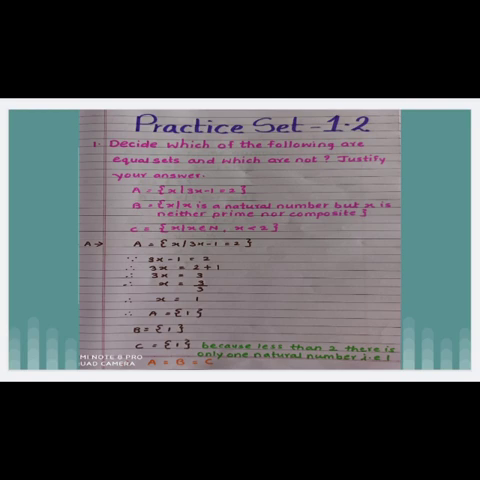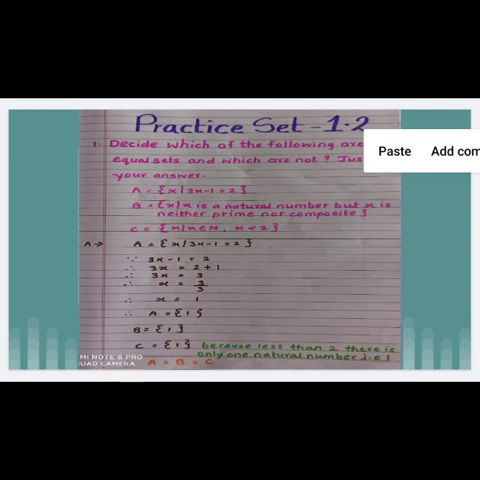Now you observe all the 3 sets which we converted into listing form. All the 3 sets contain the element 1. So therefore set A, set B and set C, all the 3 sets are equal. Why? Because all these 3 sets contain only one element and that is 1.